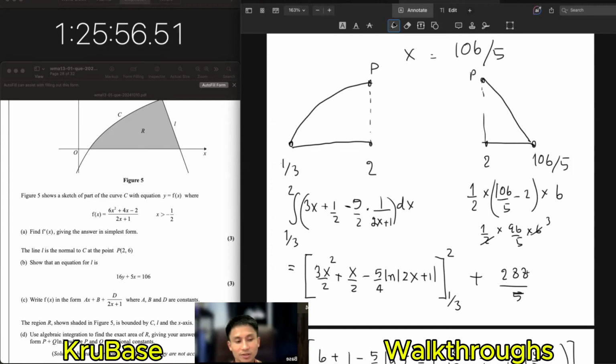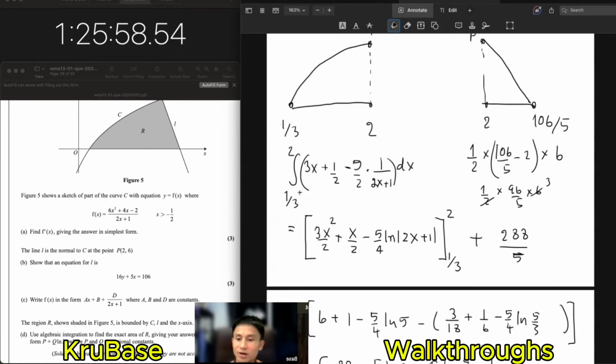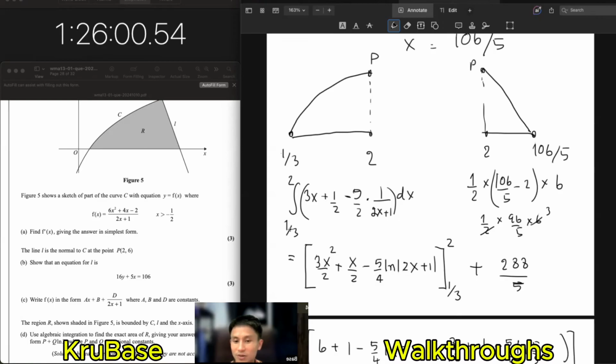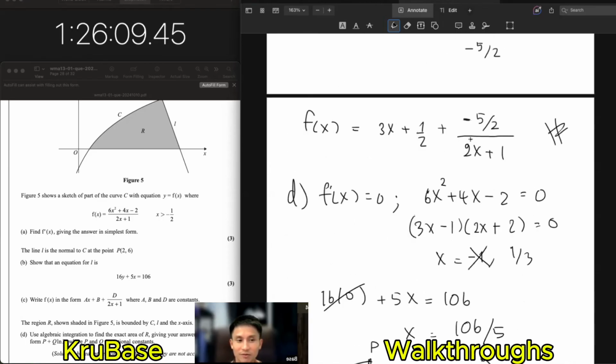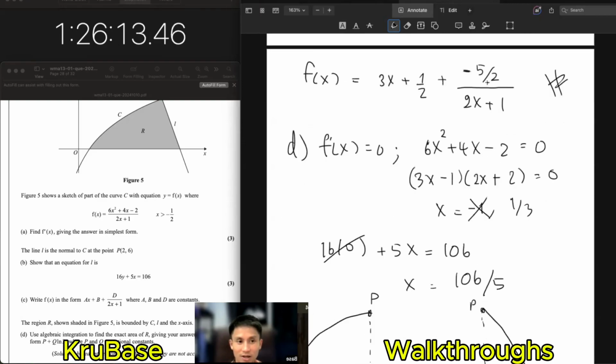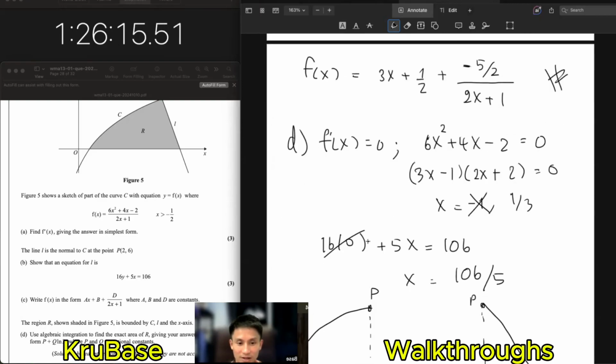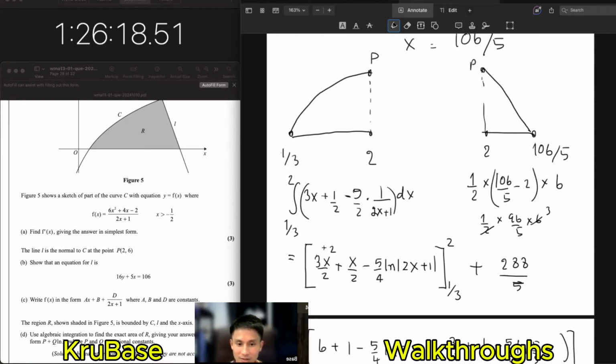Yeah, that's still okay. And then integrating this from the bounds 1/3 to 2. Yeah, that seems fine. And then we are integrating the f(x) term we just found earlier. See if I copy everything right. Yeah, I'm bringing that down simplified here. And then I integrate that.